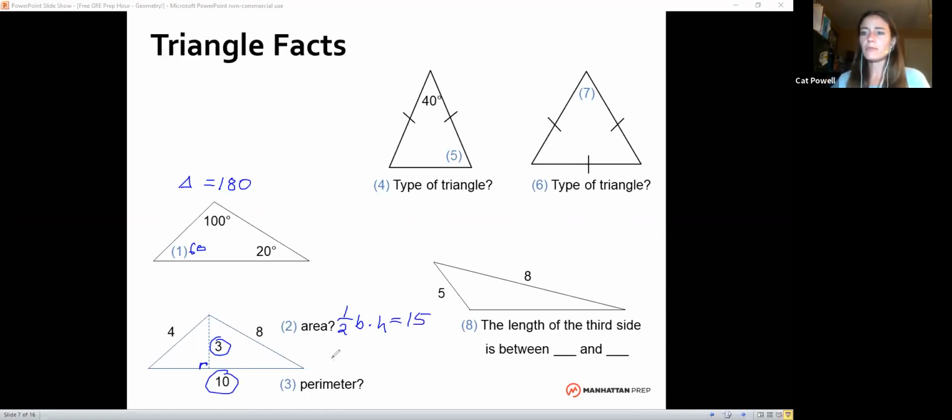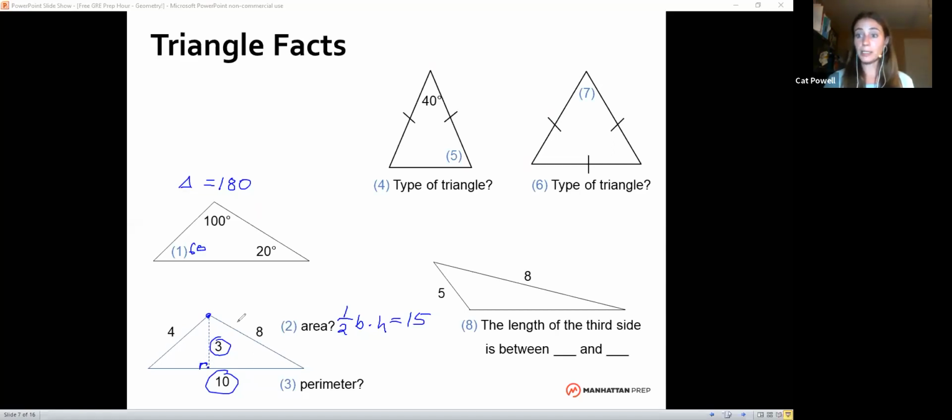How do I define height in a triangle? Can anyone give us a quick summation? How do I know something is the height of a triangle? How do we know that 3 was the height here? Yep, awesome. I start at the base and I go to the vertex opposite. And then I draw a line straight down. It's perpendicular. And that's my height. So my height is at a right angle to my base.